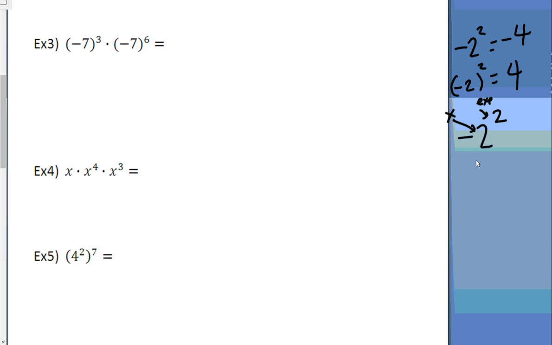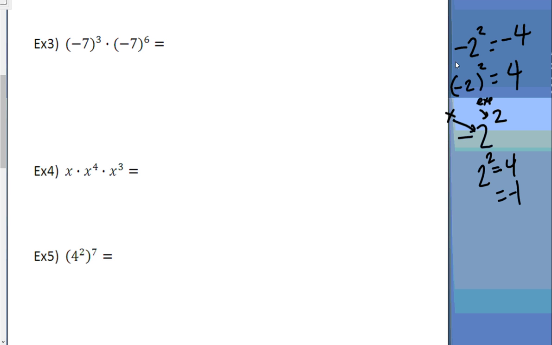Another way of thinking about what a negative number is, it's a positive number times -1. So what your calculator sees is exponents and multiplication. And then the question is, using PEMDAS, what is it going to do first? Well, it's going to square first. So it's going to do 2 squared, which is 4, and then multiply it by a -1, which makes it -4.